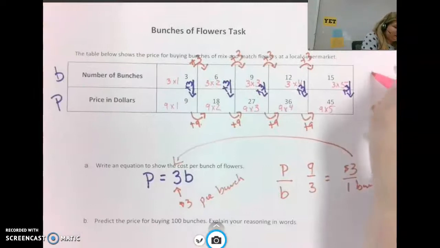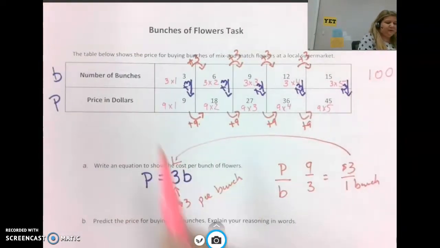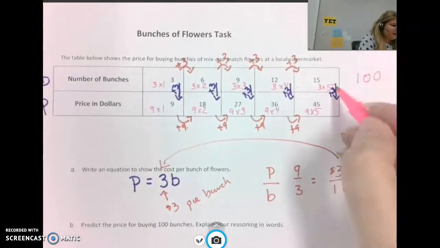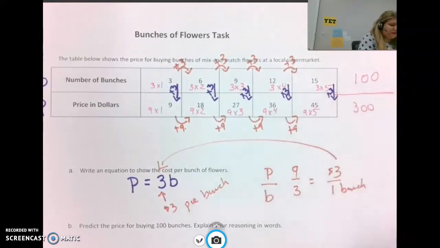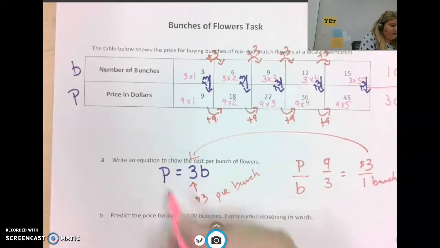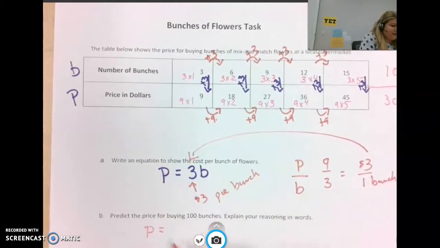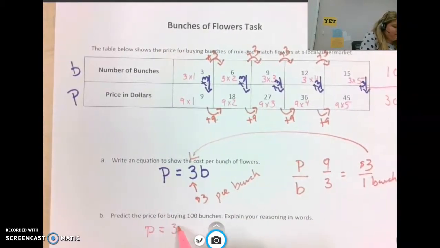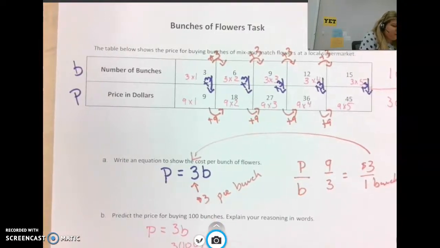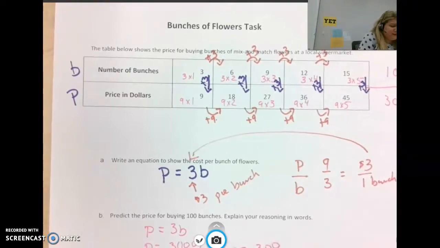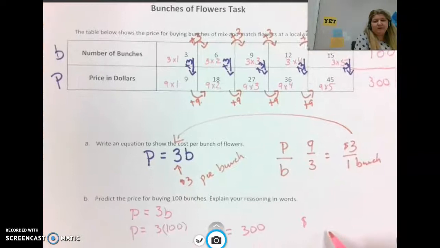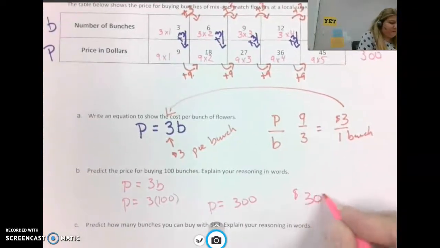So that would be here, if I bought 100 bunches, what would the price be? So I'm looking and I see that's times 3, so that would be 300. Or I could say, using my equation, okay, 100 bunches, so replace the bunches with 100, and I would see the price is 300. And for my final answer, I would need to put a label with that.